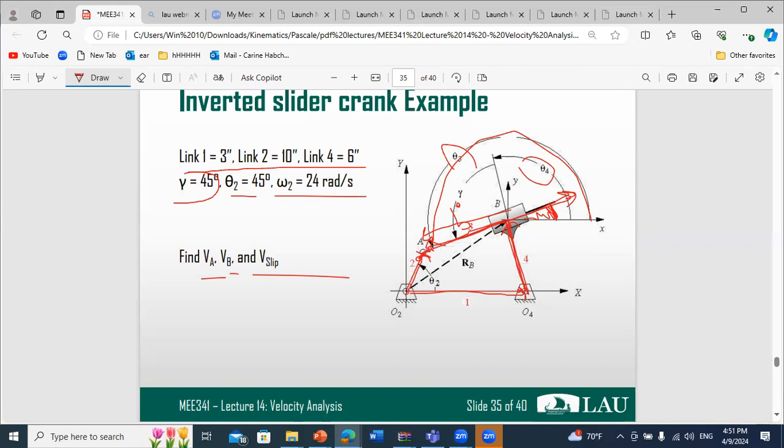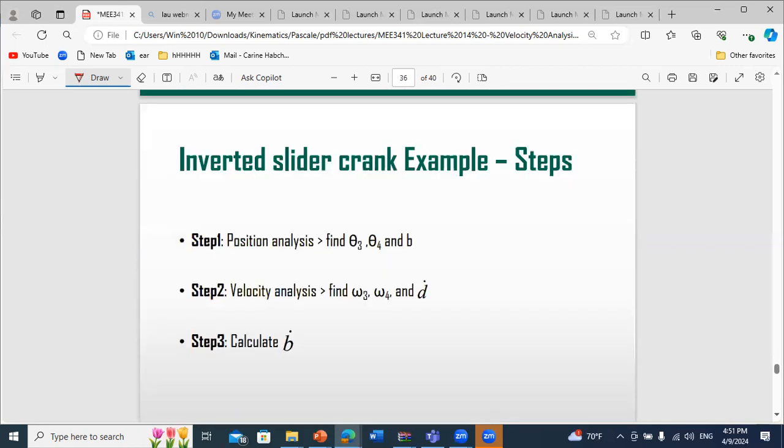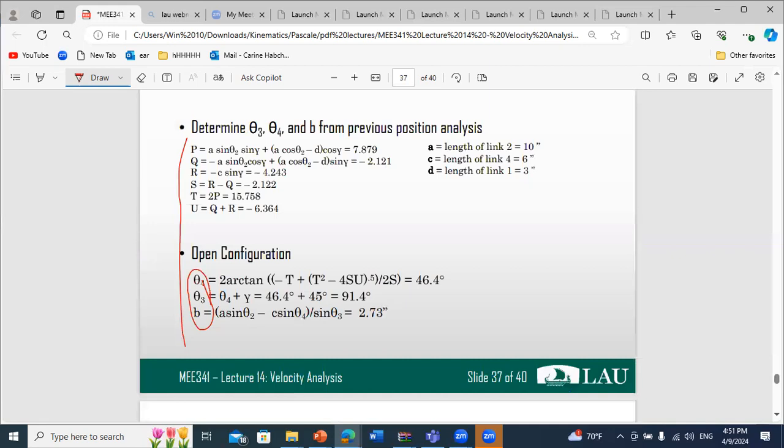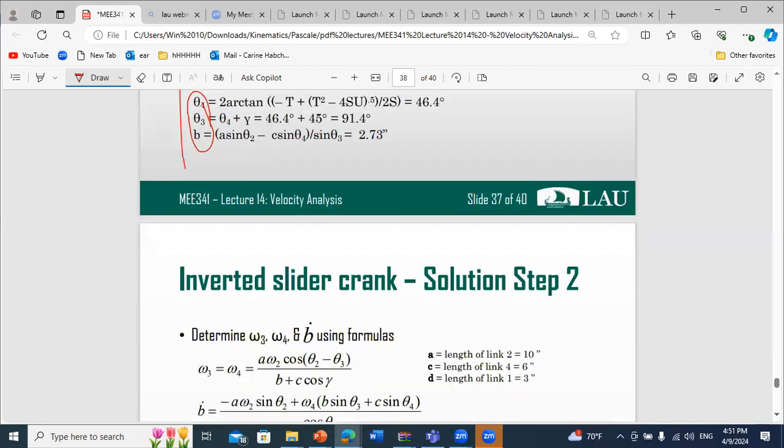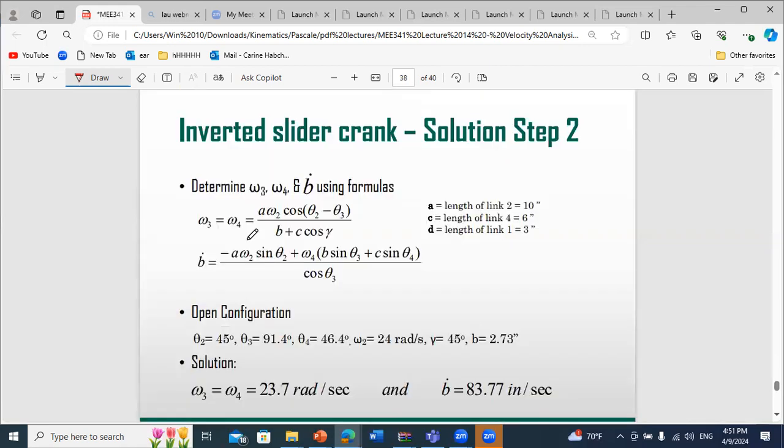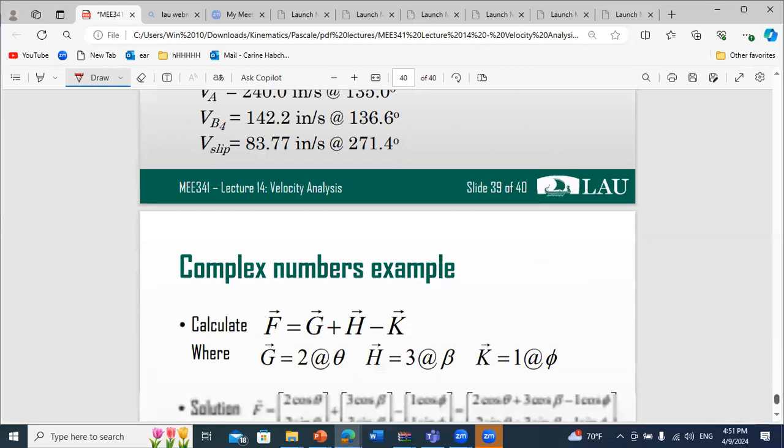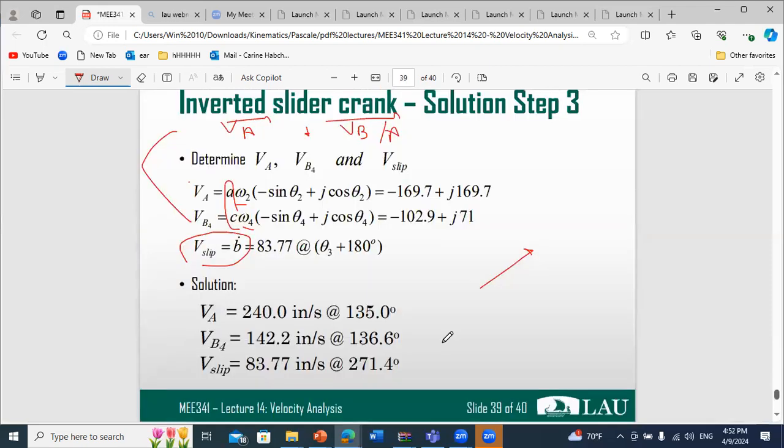And when you write your loop at the end and you derive, you will get VB minus VB equal to 0. But because you got them in two different ways, you get equations that will allow you to solve for omega 3 and B dot. Okay, so that's it. In this way, you can solve for all of your unknowns. Any questions on this?